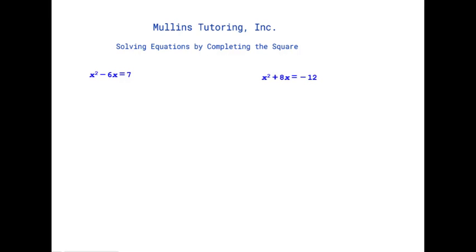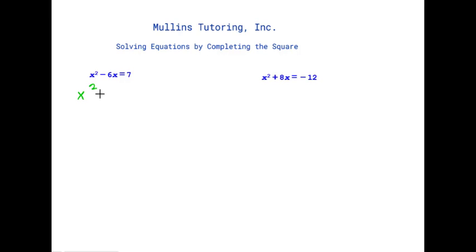Today I'm going to review solving equations by completing the square. So the first thing we're going to do is look at the equation. We have x squared minus 6x is equal to 7. I'm going to rewrite this equation.